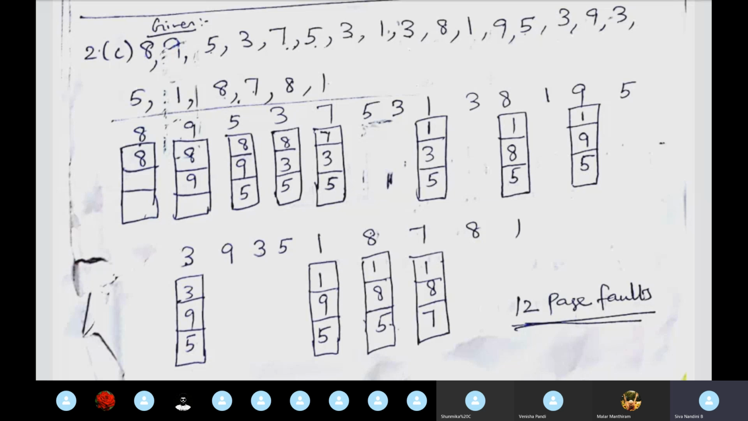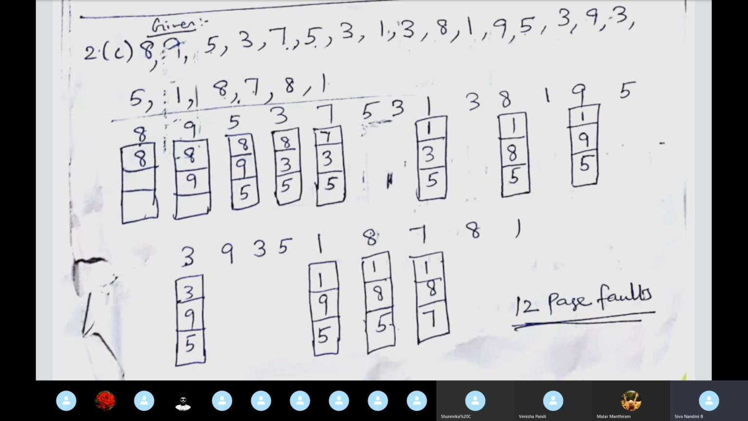So we can replace this page 7 by 1. So the new block contains the frames 1, 3, 5. Okay. And after this one, what are we having? Page 3. So this page 3 is already in the frame. So there is no need to generate a page fault.